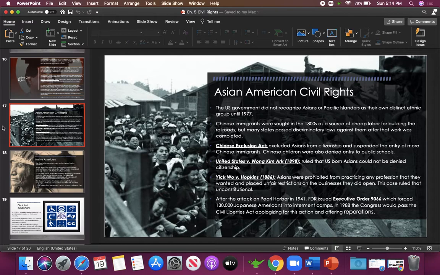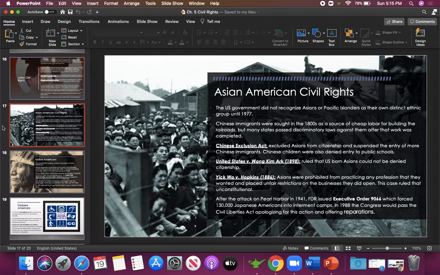Asian American civil rights is an area of civil rights we don't talk about too much, at least outside of Japanese detention. Asians have been present in the United States since the beginning of the 1800s. But the United States government did not recognize Asians or Pacific Islanders as their own distinct ethnic group until 1977. Until 1977, they were classified as white.